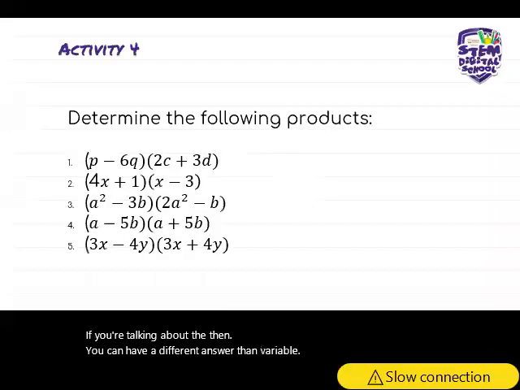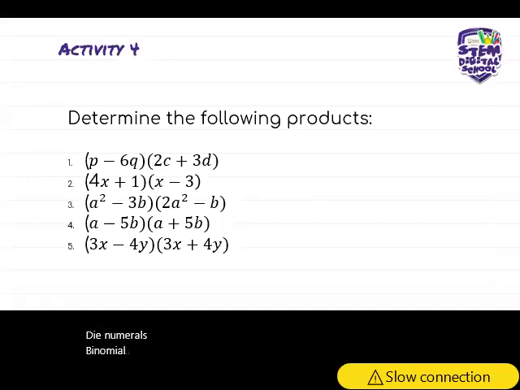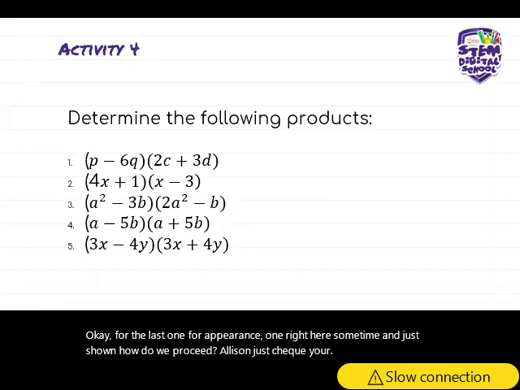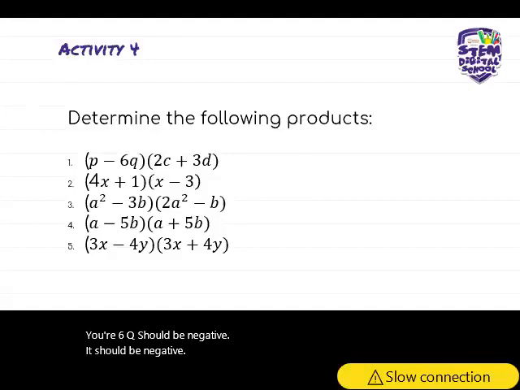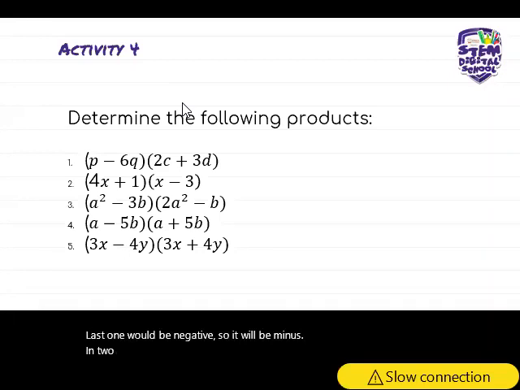Remember, this is what we have also done. We spoke about multiplying binomials, a binomial by a binomial. And of course, the first one is, okay, for the last one, for the previous one, right? Yes, Umkabeti has just shown how do we proceed. Listen, Umkabeti, just check your 6Q should be negative. It should be negative, not positive. It should be negative. So your last one will be negative. So it will be minus 6Q into 2C plus 3D. And that's how you calculate it.